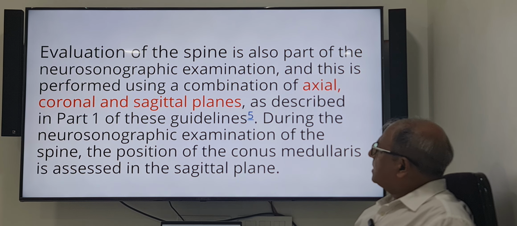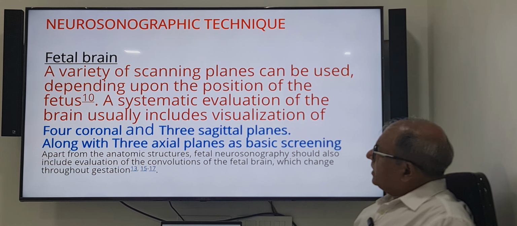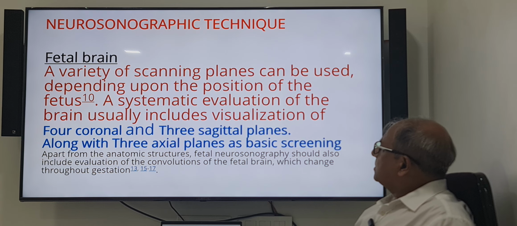But if it is breech, then we can do a transabdominal approach also. Axial, coronal and sagittal planes, as described in part 1 of these guidelines. Various scanning views can be used depending upon the position of the fetus, and I have already covered all these anatomical planes, 4 coronal and 3 sagittal, along with the 3 axial planes of basic screening. Apart from anatomical structure, fetal neurosonography should also include evaluation of convolutions of the fetal brain, which change throughout gestation.